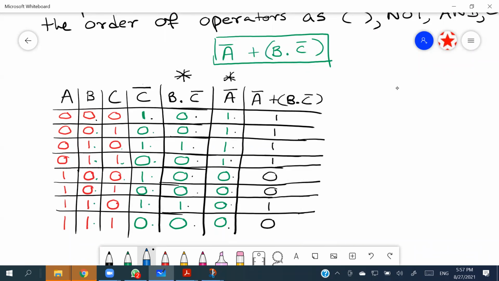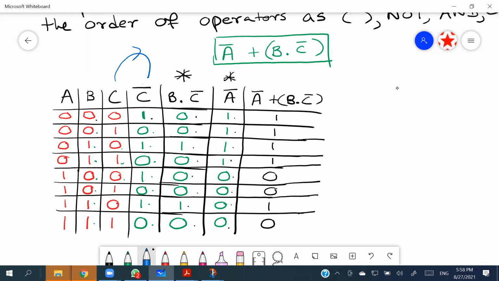So according to the expression that we considered, which is A bar plus B dot C bar, here we got brackets in our expression. So we are focusing on the brackets. The brackets indicate B dot C bar, two operators are there, the dot and the bar, right? So we first give the priority to the bar, which is the NOT operator. So from C, we are going to derive C bar, right?